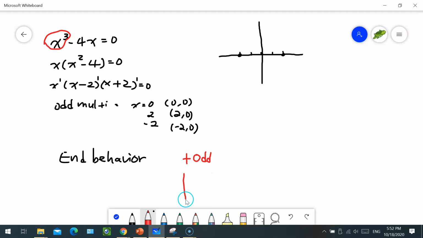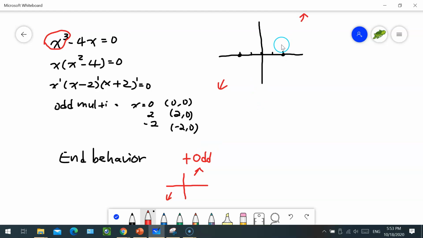When you have an odd positive function, the end behavior will tend to go in this direction: rise on the right, fall on the left, when you have a positive odd function. So I'm going to give that direction of the graph, the end behavior, that will tend to go like this.